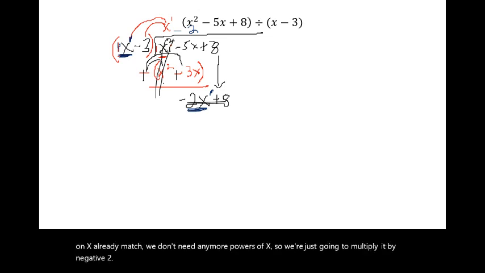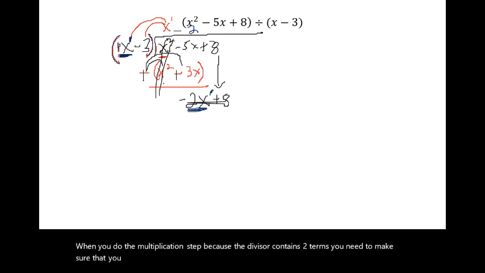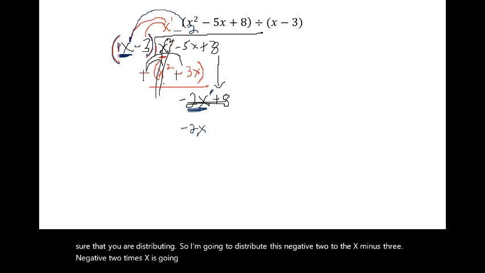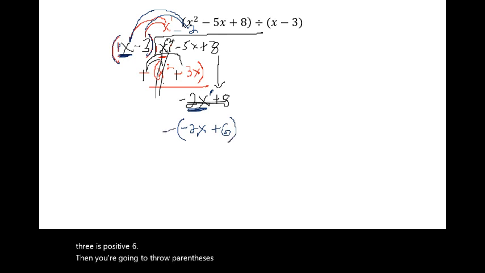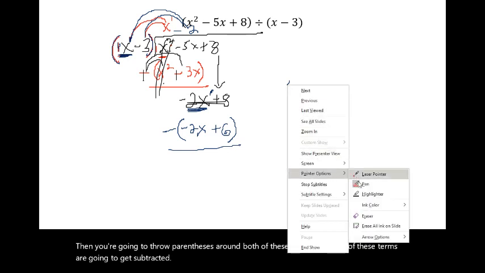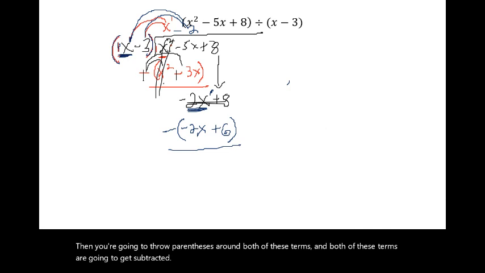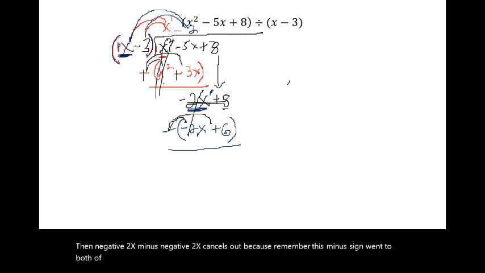When you do the multiplication step, because the divisor contains two terms, you need to make sure that you are distributing. So I'm going to distribute this negative 2 to the x minus 3. So negative 2 times x is going to give us negative 2x. And then negative 2 times negative 3 is positive 6. Then you're going to throw parentheses around both of these terms, and both of these terms are going to get subtracted. So then negative 2x minus negative 2x cancels out, because remember this minus sign went to both of them. And then 8 minus 6 is going to give you 2.